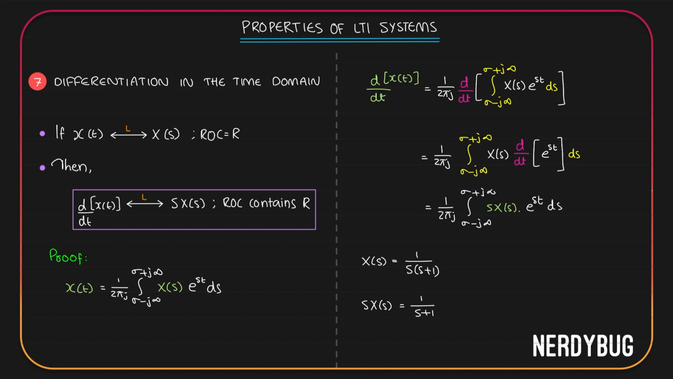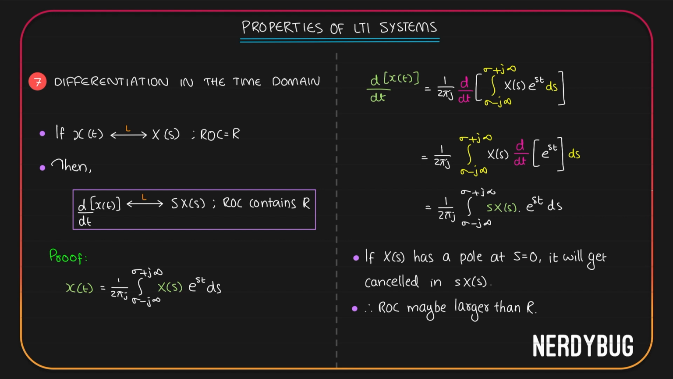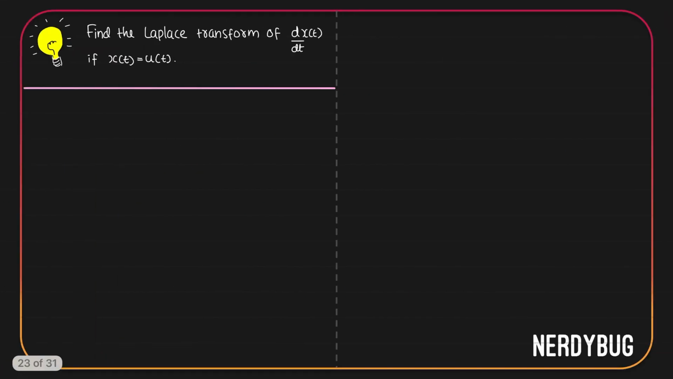So this can happen every time if there is a pole at s equal to 0. If your original function has a pole at s equal to 0, when you take sx of s, it can get cancelled. That is why we wrote ROC contains R. If x of s has a pole at s equal to 0, it will get cancelled in sx of s. So ROC may be larger than R. Let us solve a problem based on this. We have to find the Laplace transform of d by dt of x of t, where x of t is u of t.